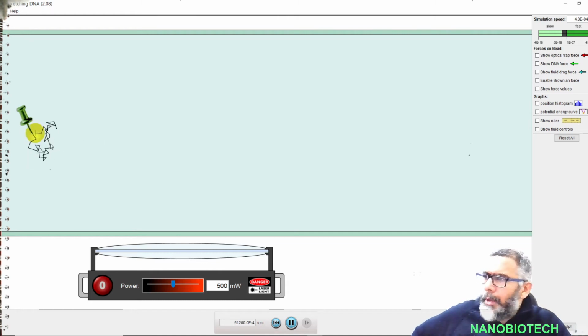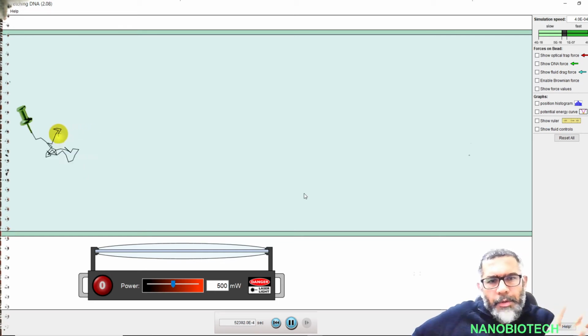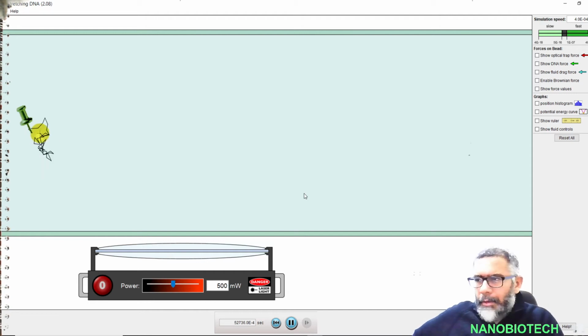This is called the tack. The tack is over here. When you move the sphere away from the tack, somewhere over here, and you release it, you will see this motion, because the DNA is extended and it's trying to pull the sphere back to the point.